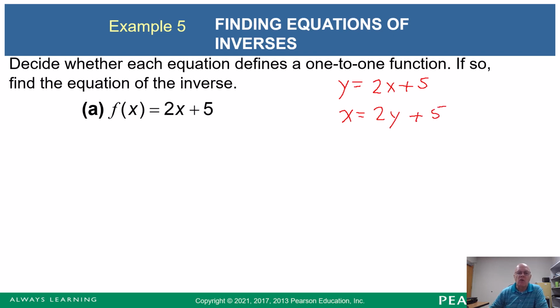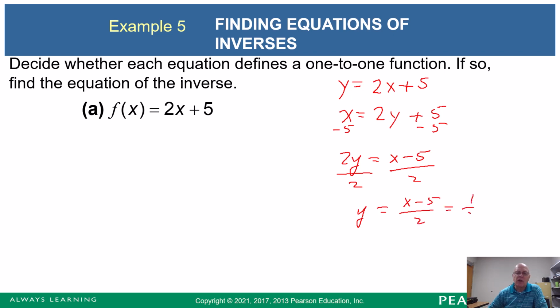And now solve for y. Well, we're going to subtract 5 from both sides. That'll give us 2y equals x minus 5. And then divide by 2. And we've got y equals (x minus 5) over 2, which if we choose, we could write as 1/2 x minus 5 halves. Last, we'll write it in inverse notation. f inverse of x equals 1/2 x minus 5 halves.